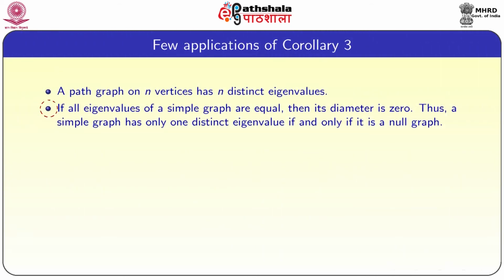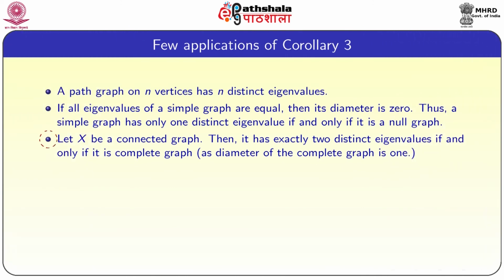If all eigenvalues of a simple graph are equal, then its diameter is 0. Thus, a simple graph has only one distinct eigenvalue if and only if it is a null graph. Let X be a connected graph, then it has exactly two distinct eigenvalues if and only if it is a complete graph. That is, the diameter of the complete graph is 1. It is a very nice result that it has two distinct eigenvalues if and only if it is a complete graph. So, by using eigenvalues we are characterizing the graph.